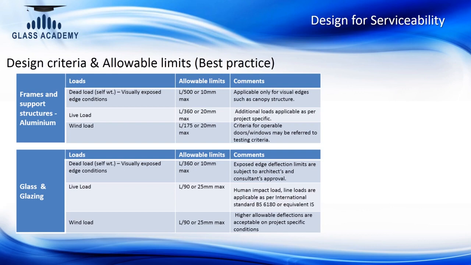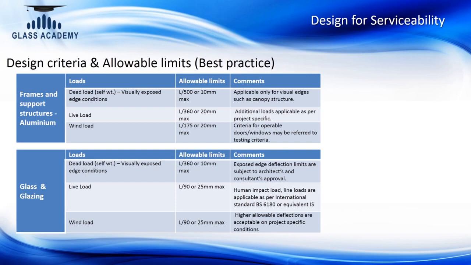Wind load for frame elements is given as an allowable deflection criteria, span over 175 or 20 mm maximum, but again this depends upon where it is used, for a window system or on a curtain wall system, this is different. And this is slightly less stringent as compared to a steel design. We generally use span over 240 for steel. Aluminum is a much more ductile material compared to steel, hence the allowable deflection is given much higher, so it's less stringent as compared to steel deflection criteria.